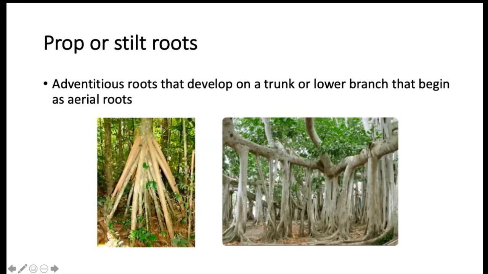And the prop or stilt root, which develops from a plant's trunk or a lower branch of the plant to support the plant so that it can stay erect on the ground.